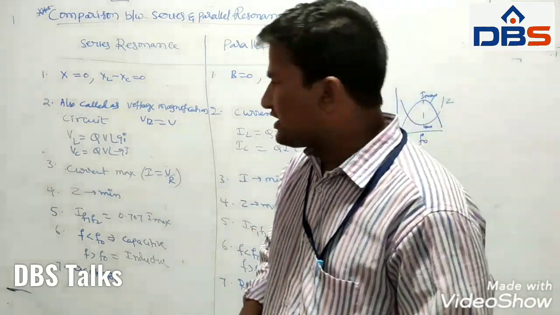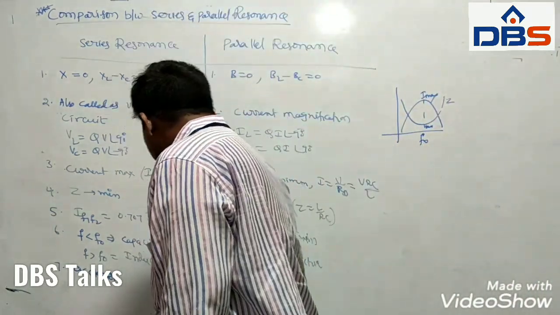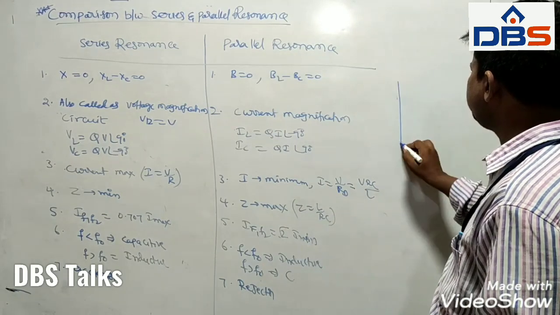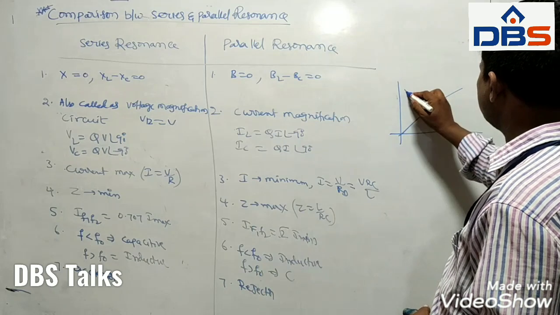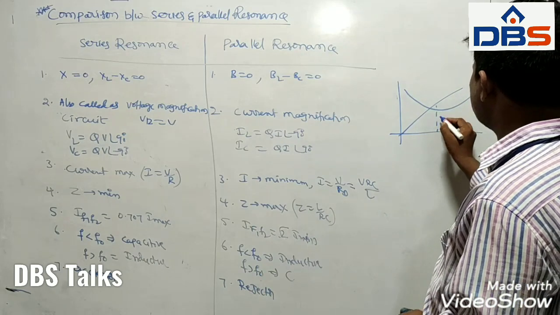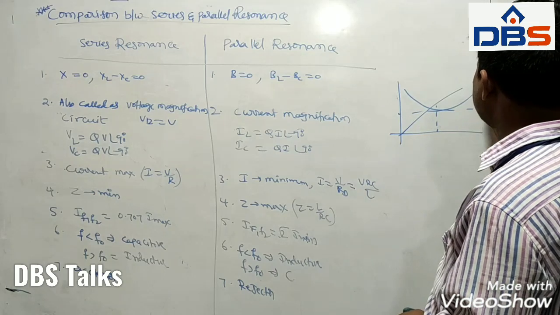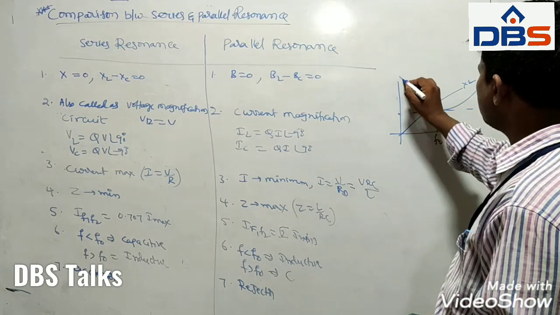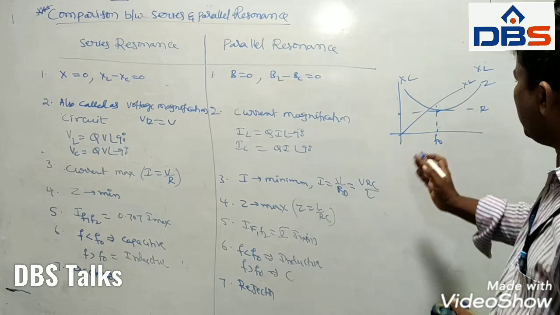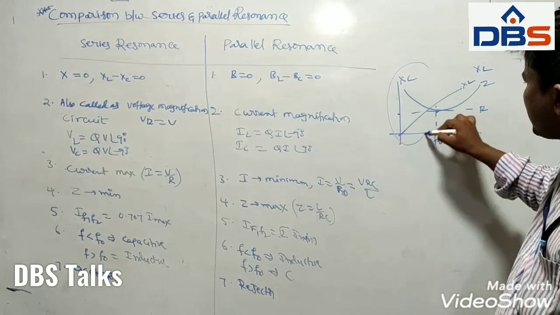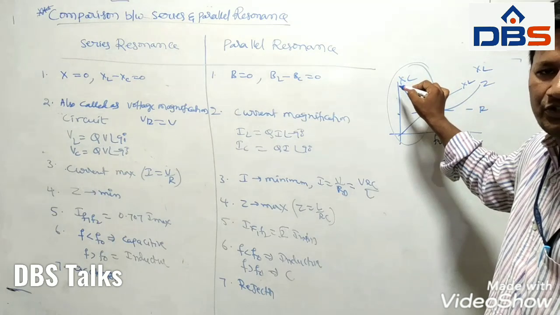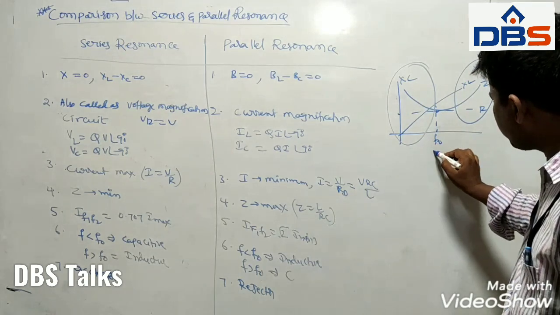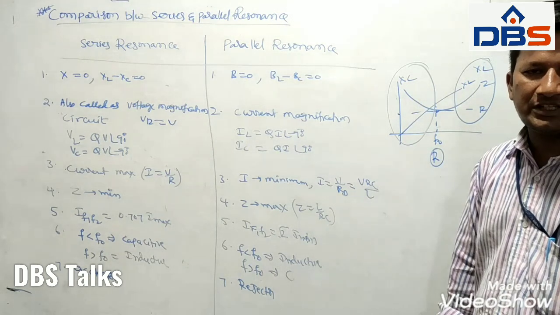Another one, in series resonance circuit, how the circuit behaves at resonant condition. So this is the impedance. This is the resistor. This is the XL value. This is Z value. This is the minimum. This is F0. So XC, XL. So below resonant frequency, circuit behaves as a capacitive nature. Above resonant frequency, circuit behaves as an inductor nature. At resonant frequency, circuit behaves as a resistor circuit.